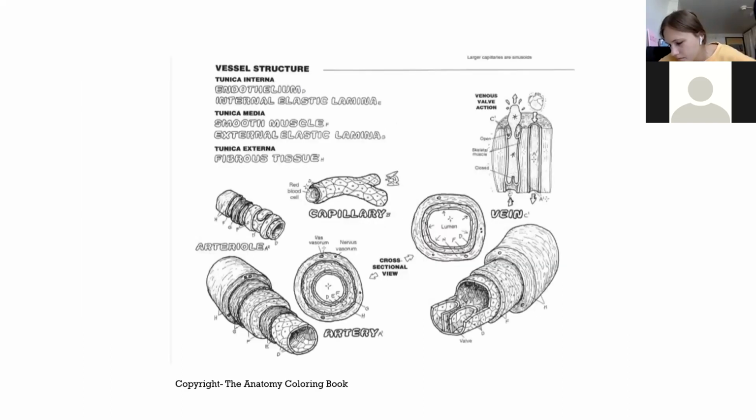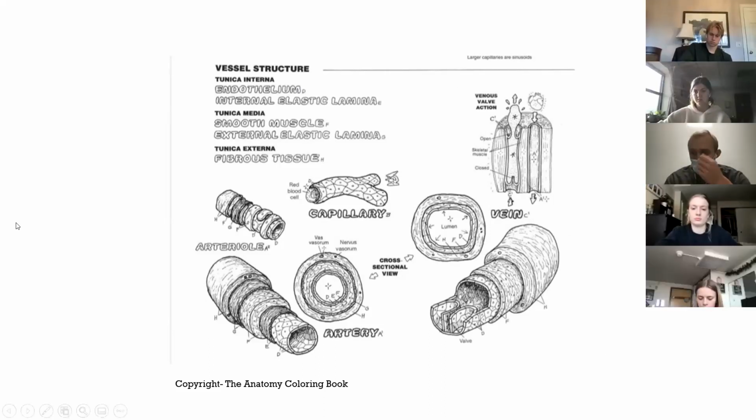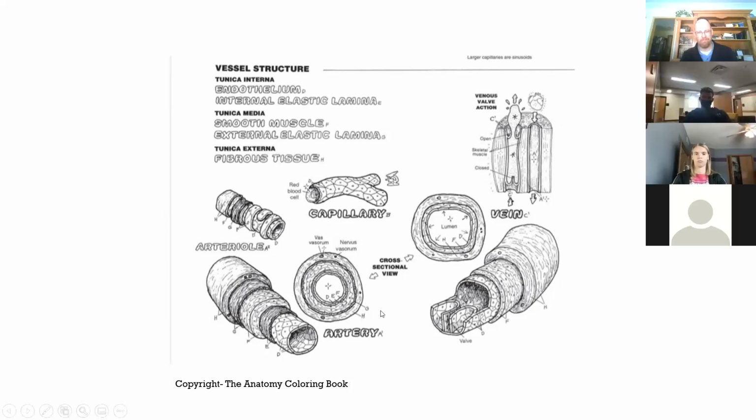Okay, so now the difference between arteries and veins is that there are definitely layers. There's the tunica interna, which is the innermost layer of the vessel, the tunica media, and the tunica externa. So, quiz question for you guys. Who can tell me the main difference between an artery and a vein? I'll put the question this way. What do veins have that arteries don't have? No guesses?